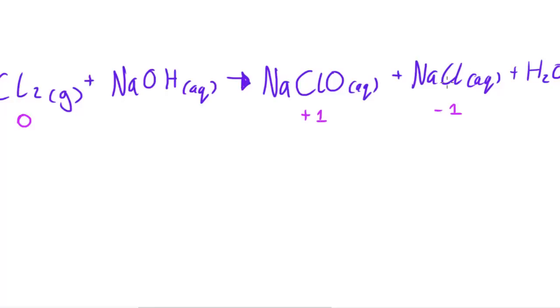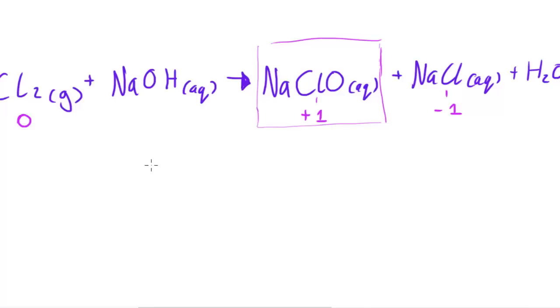And so we can see from this that this is a disproportionation reaction, because the chlorine has been oxidized to form NaClO, because it's gone from 0 to +1, and it's been reduced to form NaCl since it's gone from 0 to -1. And this is a reaction which is often used to produce bleach, because this particular component here, NaClO, is sodium chlorate.